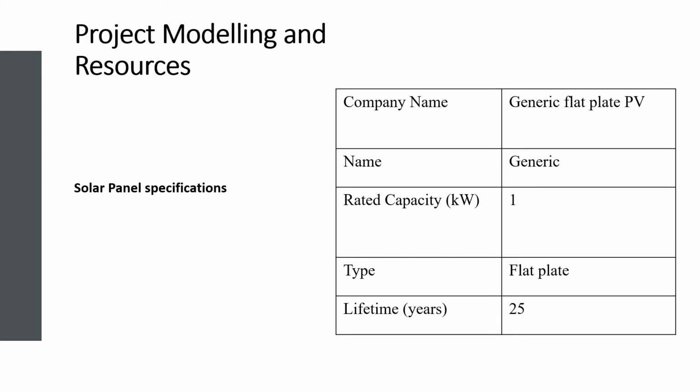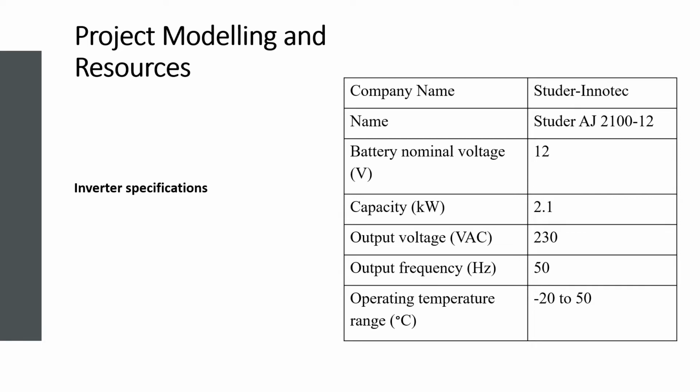We have selected a solar panel as well. It is a generic flat plate PV, and the capacity of this solar panel is 1 kilowatt as well. It is a flat plate type solar panel, and its lifetime is 25 years. These are the specifications of the inverter.